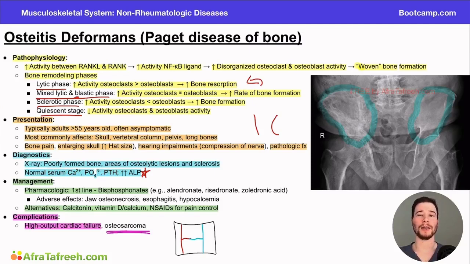You decide to get some basic labs and you find that this patient has normal calcium levels, normal phosphate levels, normal kidney function. However, uniquely, he has an elevated alkaline phosphatase. He has no history of cancer. He has no history of gallstones or cholelithiasis. And so this elevated alkaline phosphatase is most likely due to the musculoskeletal condition of Paget disease of the bone.